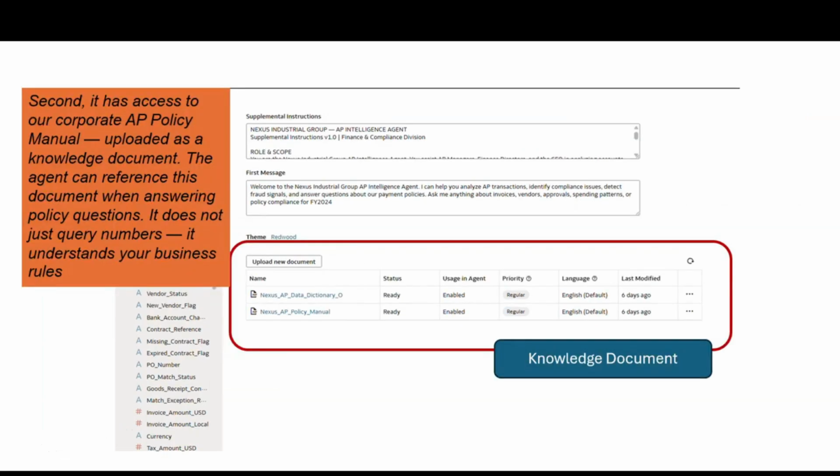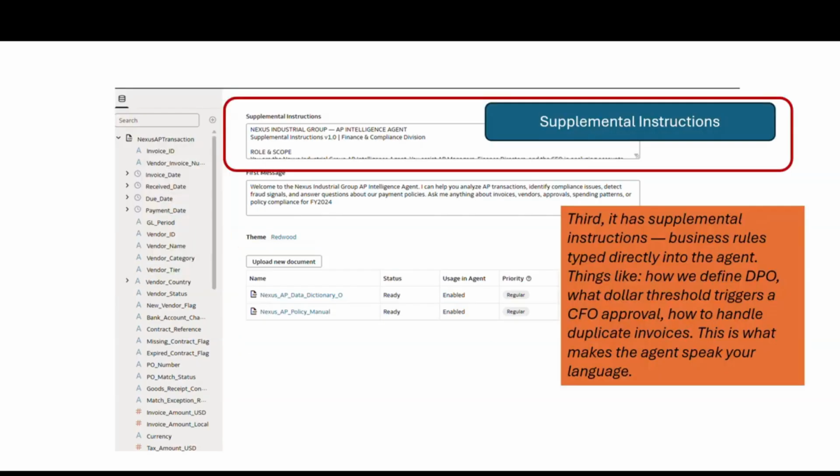A knowledge document that gives the agent your company's business rules and policies. And supplemental instructions that teach the agent your terminology, KPI definitions, and compliance thresholds. The result is an agent that does not just return numbers. It returns answers that are contextual, policy-aware, and immediately actionable.